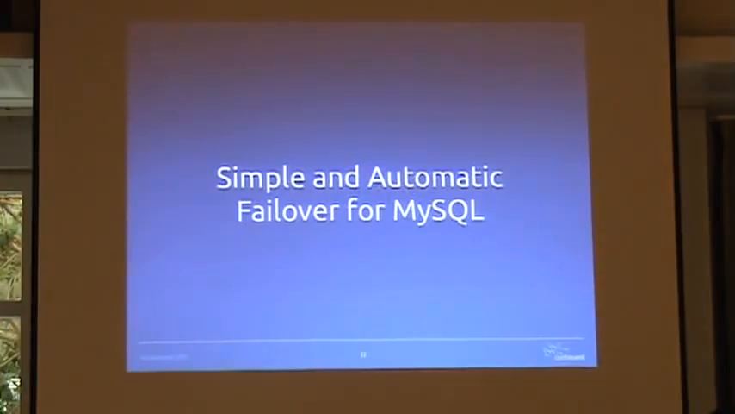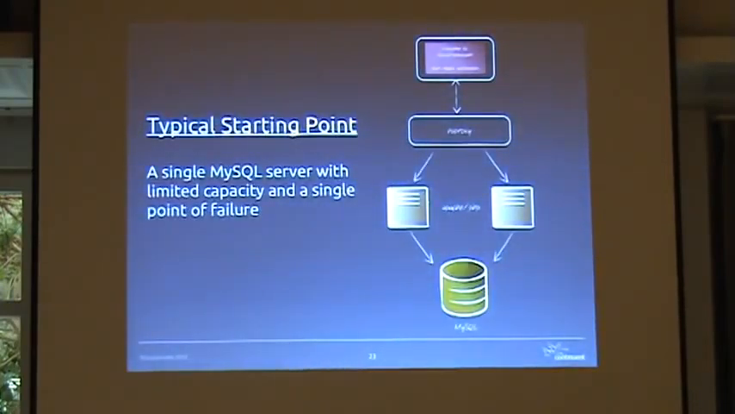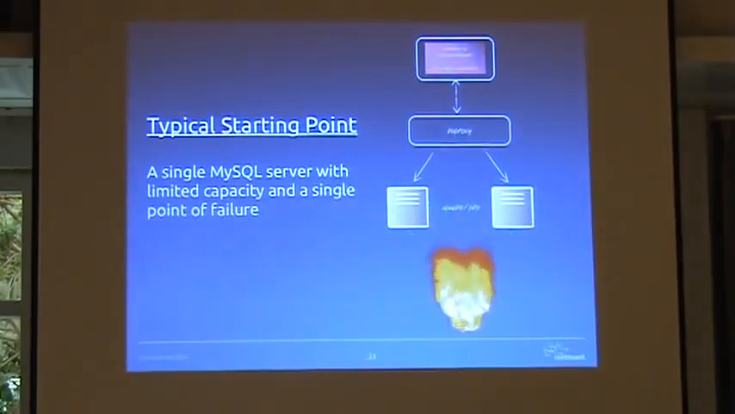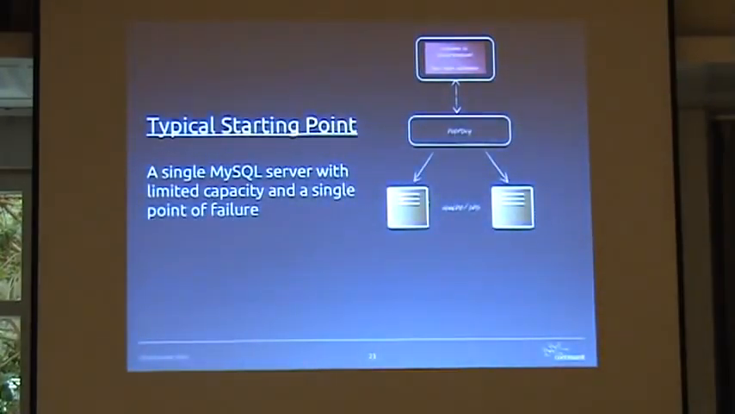And I still have 10 minutes, so I can show you the powers of the Tungsten high availability and scalability solution. So let's talk a little bit about simple and automated failover for MySQL. A typical starting point for a database and application: you have an application server, you have some sort of proxy, you have two or more web servers, and you have one MySQL database. One day the database is gone and you're crying.